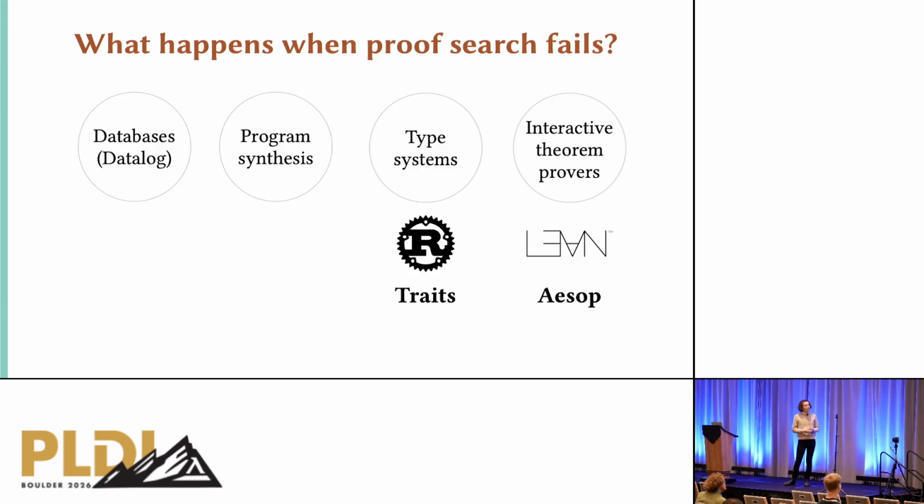Well, in Datalog, if we ask for a fact that doesn't exist, we might get something like check failed. Or in program synthesis, if we try to synthesize a program for a specification that's unsatisfiable, we might get back something that just says not possible. Now, the Rust community has put a lot of effort into making really good error messages, but there's only so much that a static error message can do.